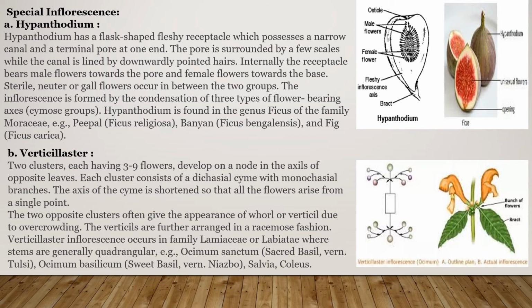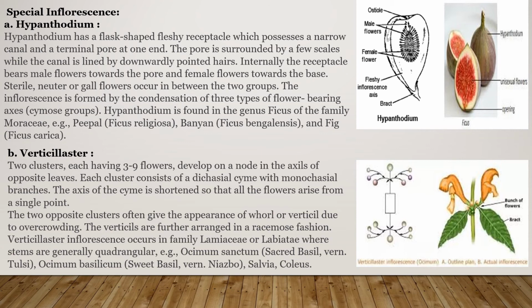In between the two groups, the inflorescence is formed by the condensation of three types of flower-bearing axis. Hypanthodium is found in the genus Ficus of the family Moraceae. Examples: peepal, that is Ficus religiosa; in the case of banyan, Ficus bengalensis; and in the case of fig, that is Ficus carica. These are the examples where you find the hypanthodium inflorescence.